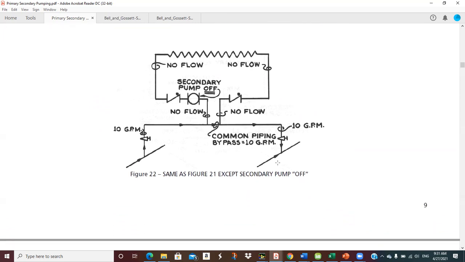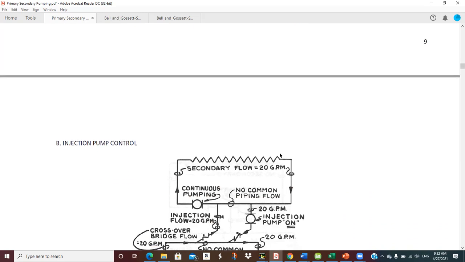And this is the same system, just with the pump off, and so then the 10 just bypasses from the primary supply through the crossover bridge over to the primary return. I think we probably did those last time, but anyway.